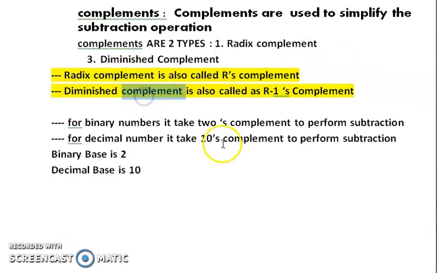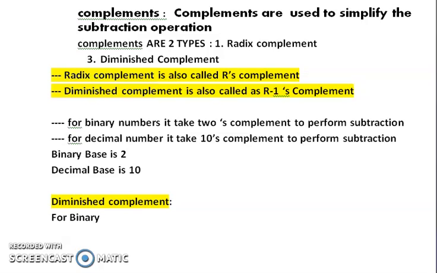What is the radix complement? What is the diminished complement? First of all, we are explaining the diminished complement. The diminished complement is called the R minus 1's complement. For binary numbers, the diminished complement is the R minus 1's complement. Here R equals 2.